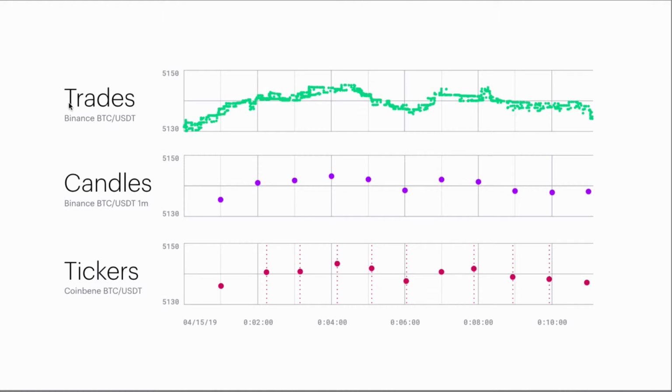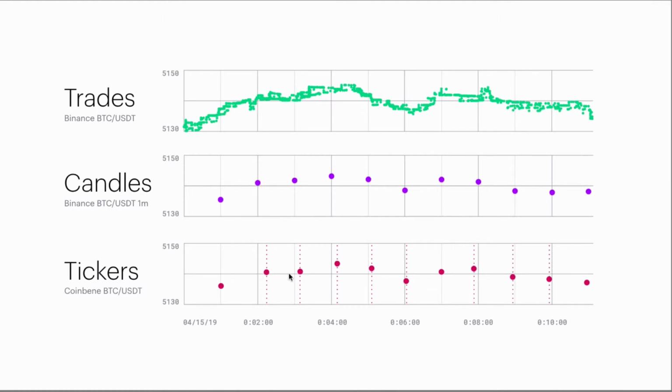So here we have on this chart trades. As you can see, this is fairly high fidelity. So this is Binance's BTC to USD market. Here we have candles for BTC to USD. As you can see, there's just a lot that's left out. You can actually hide a lot of fake volume in candles.